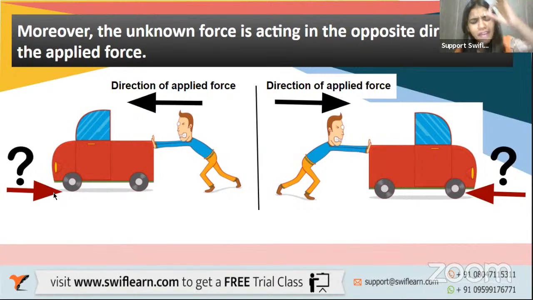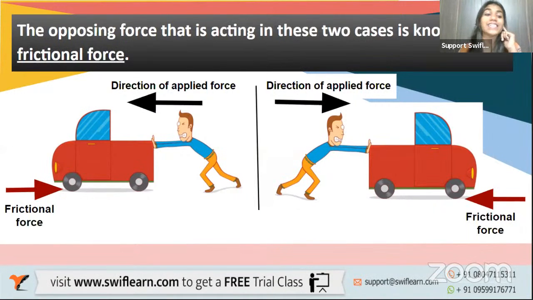So whenever there is an applied force, there is another force that always acts in the opposite direction of the applied force, right? And this force is called the frictional force. I repeat once again. Whenever there is an applied force, like kicking a ball or anything, there is another force which acts opposite to the direction of the applied force. Make a note of it. Frictional force always acts in the opposite direction of the applied force. Clear?